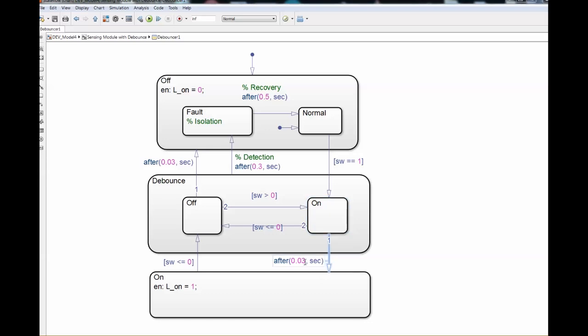But let's say it does stay on continuously, and by continuously, it may be a very short period of time, then it goes to the on state, and L on equals 1. Only if you release that button will it go back to the off state after a certain period of time. And the same here: if it turns off and for some reason keeps jumping around, it will also go into the false state. This is the debounce.